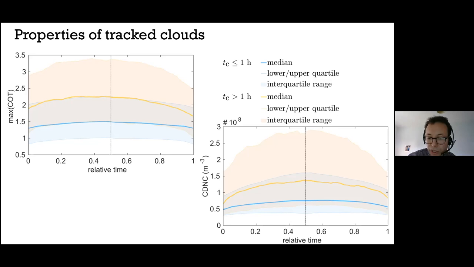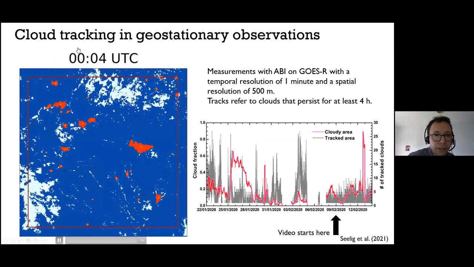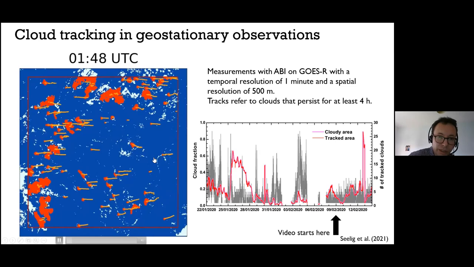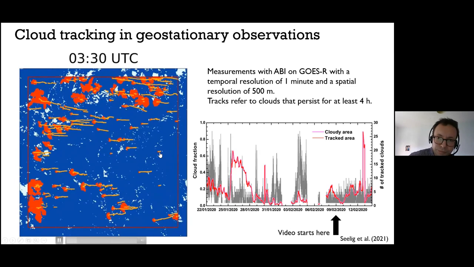Now, what we can also do is we can go to a different area and a different sensor, and this is very preliminary data, where we track, let me run the movie because it takes a while, clouds in observations of a sensor that is looking at the Americas, and this is for the Caribbean, doing an experiment called Eureka, which is focused on trade wind cumulus. And that's exactly what we can see here. So the sensor is called the advanced baseline imager on the satellite called GOES-R.